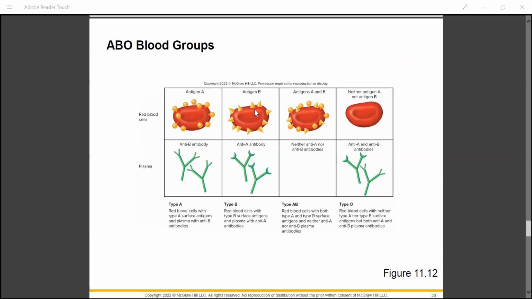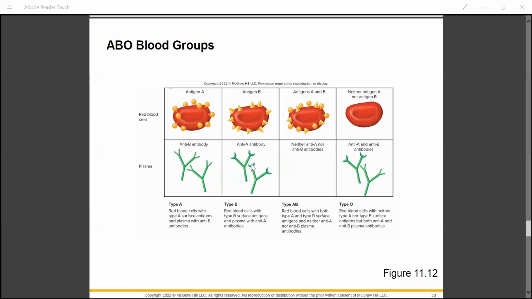Our type B blood has spikes on its surface. So type A antigens are the dots, and type B antigens are our spikes. Now, if we go back to our type A blood, you see we have anti-B antibodies that have this shape that fit into the spike. So if our type B blood was found in a type A person, then our anti-B antibody would lock on and cause that immune response.